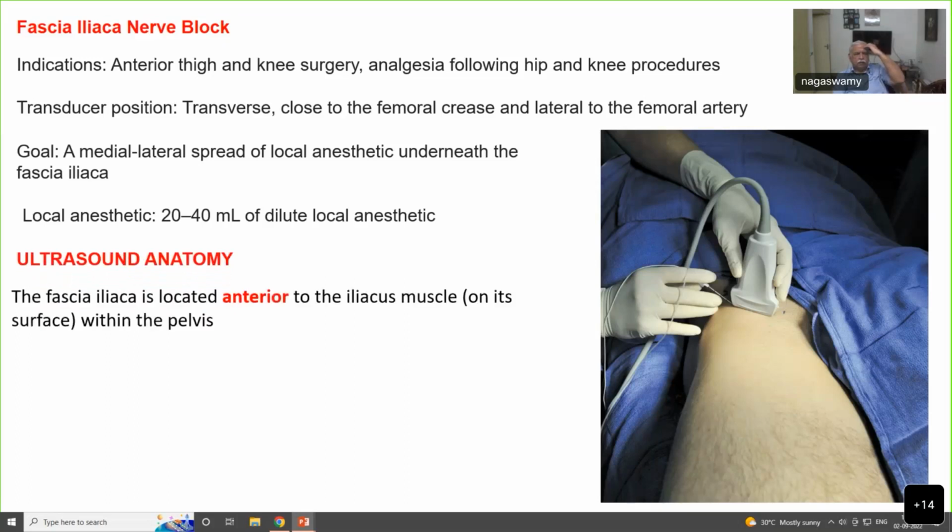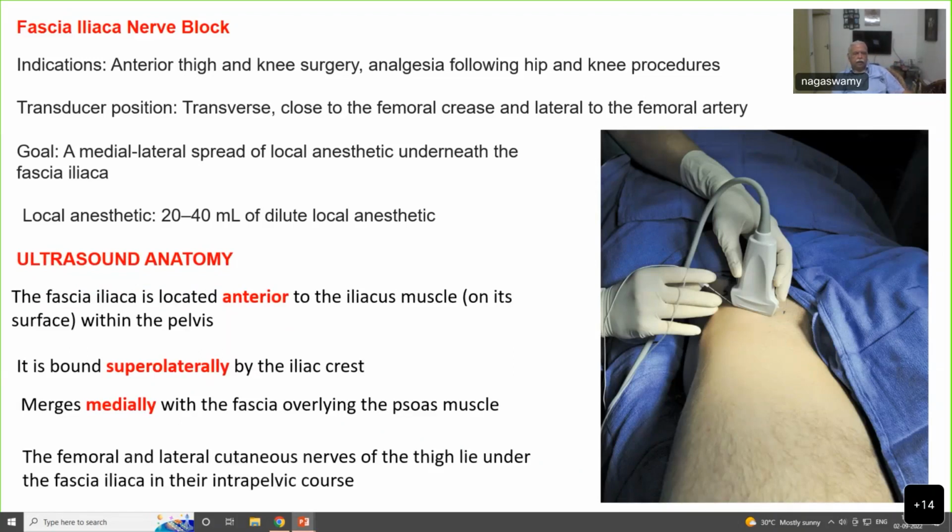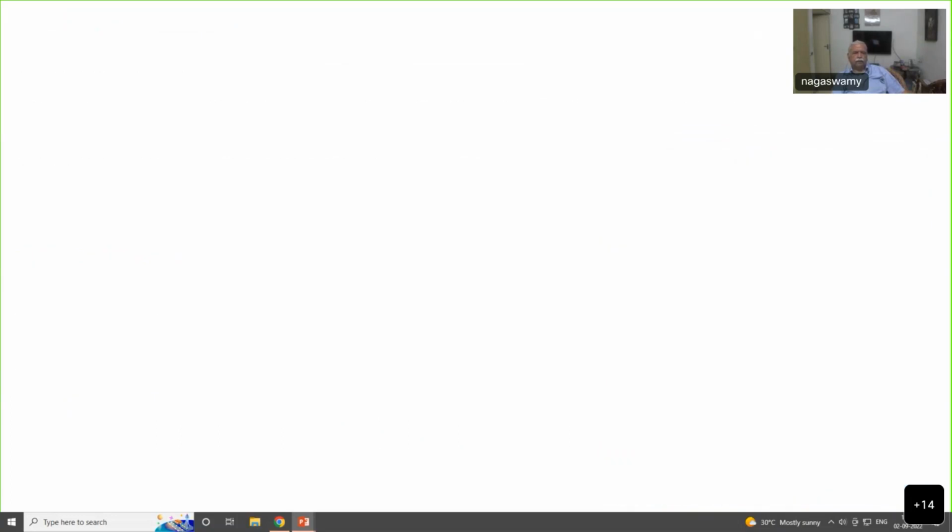Now, what is the ultrasound anatomy? What are the structures you have to see? This fascia is located anterior to the iliacus muscle, on its surface, which is within the pelvis. And it is bound superolaterally by the iliac crest and merges medially with the fascia overlying the psoas muscle. So commonly we call this muscle the iliopsoas muscle rather than the iliacus muscle separately. And the femoral and lateral cutaneous nerves of the thigh lie underneath the fascia iliaca in their intrapelvic course. So that is why we have to deposit correctly above the muscle and underneath the fascia.